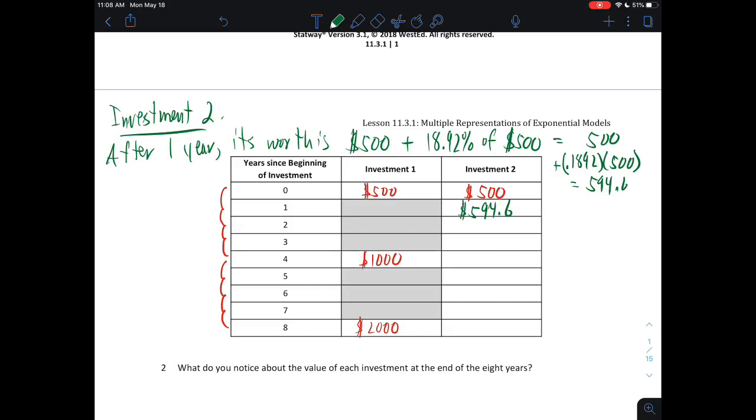So now to find after the second year, I now have to start with 594.6, and it's going to increase from that by 18.92%. So investment 2, year 2, I have to start with 594.6, and then I have to add 18.92% of 594.6, but that's just the same thing as 0.1892 times 594.6.